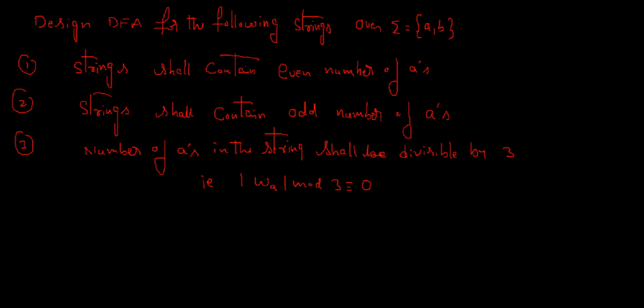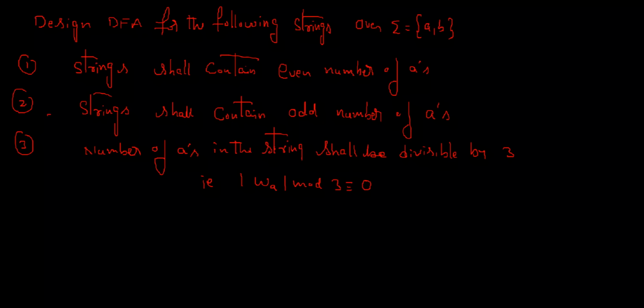Here in this problem, we have to design a DFA for the following three problems over the alphabet {A, B}. What is the first problem? The string shall contain an even number of A's. That means if you take a string consisting of A's and B's, the number of A's shall be an even number.